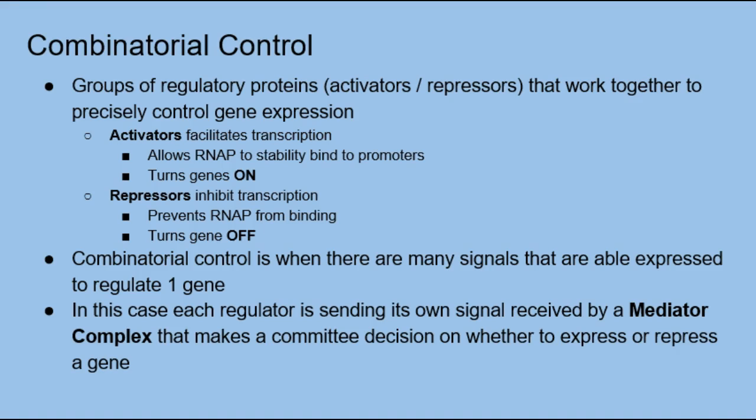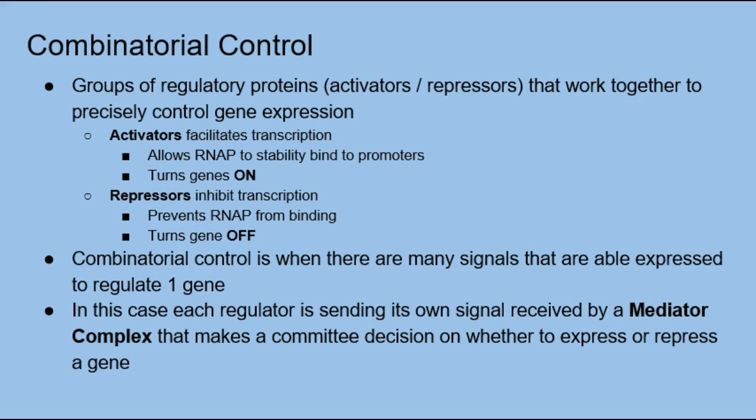In this section, we're going to talk about combinatorial control. Groups of regulatory proteins, called activators and repressors, work together to precisely control gene expression. Activators facilitate transcription by allowing RNA polymerase to stably bind to promoters, which turns genes on and allows them to be copied. Repressors inhibit transcription because they prevent RNA polymerase from binding, which prevents genes from being transcribed, which turns them off.